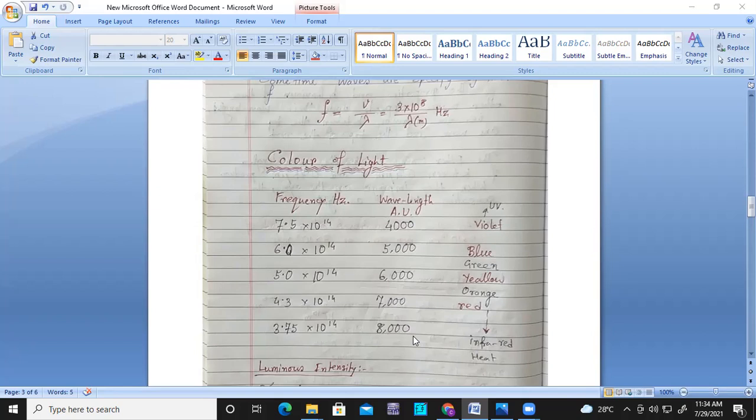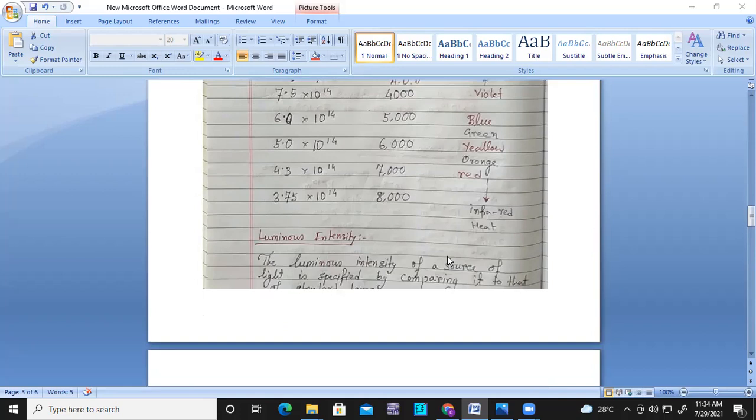Okay, so red color is up to 7000, and after 7000 it will show the infrared, which is not seen by our visible eye. And now this is the color. So if you want to specify some color, then you have to choose this type of specific range. Okay, and then the luminous intensity.